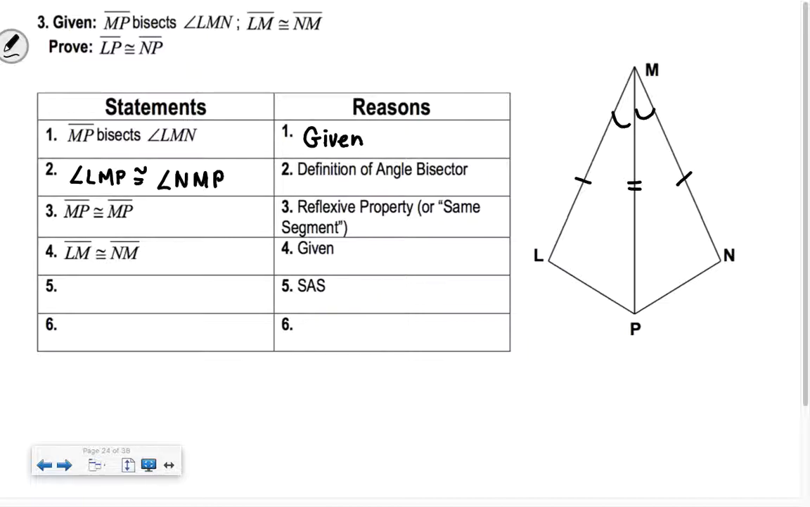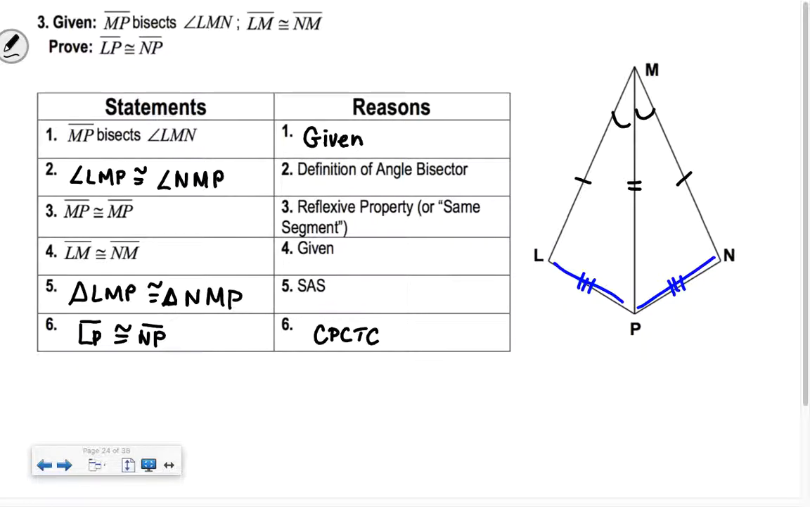LM is congruent to NM, was given to us. So we can then say our triangles, so I'll say LMP is congruent to triangle NMP by side angle side. We're trying to prove that LP is congruent to NP. So let's look for them. LP and NP, would those have to be congruent now? Sure, and that would be by the CPCTC.